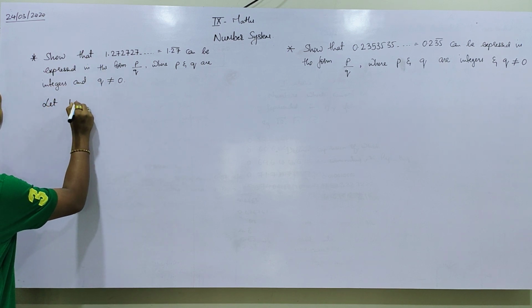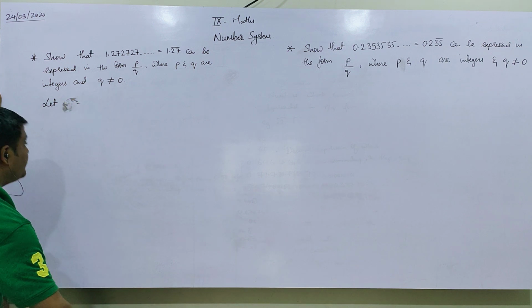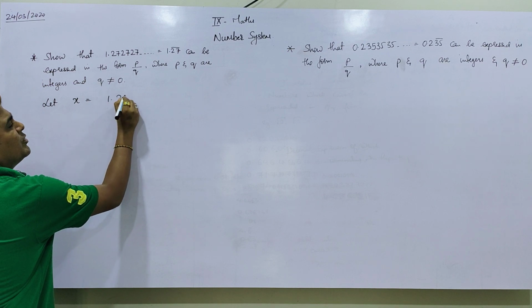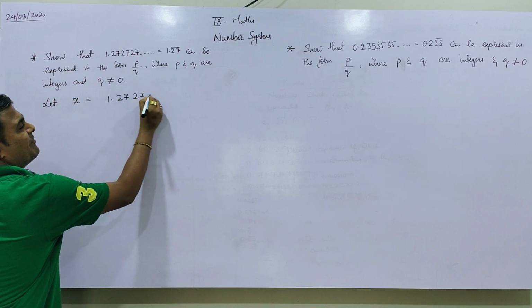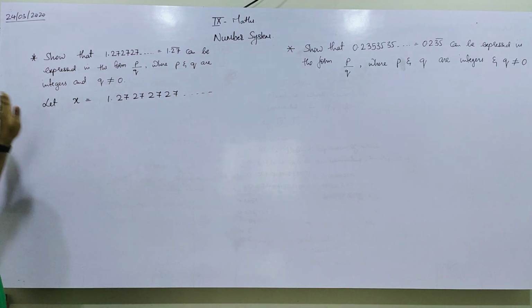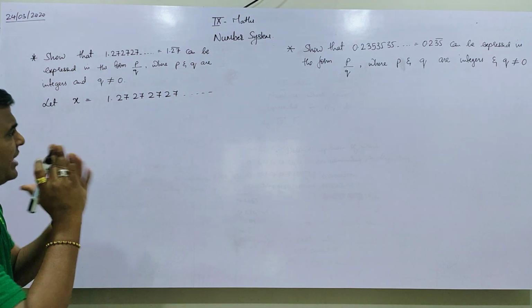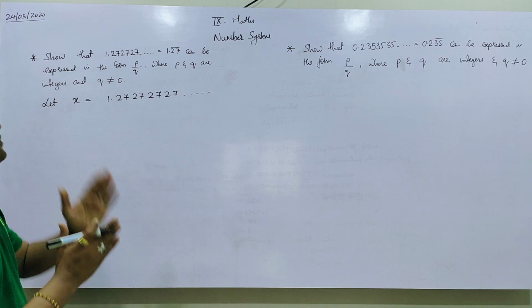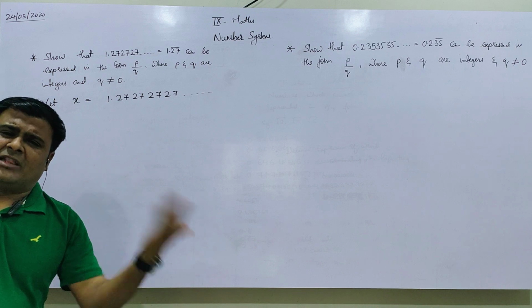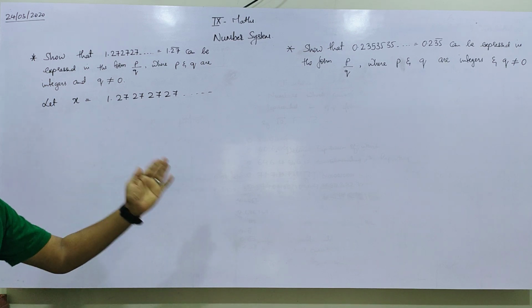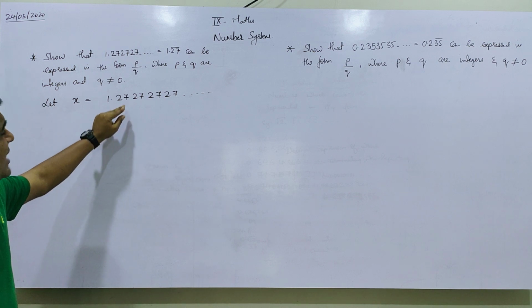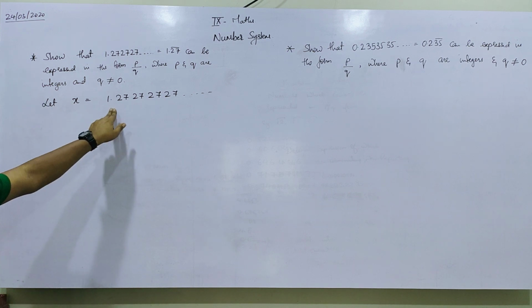Let x is equal to 1.27272727 and so on. Here the number 27 is repeating. Now keep one thing in mind, that we need to multiply either 10 or 100 or 1000 on both the sides, so that we can subtract 2 from 2 and 7 from 7. Here two numbers are repeating.